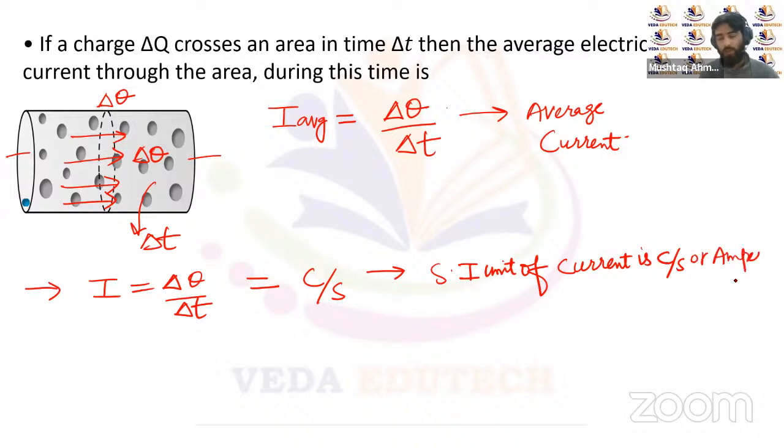So current is also called ampere, or we can say the SI unit of current is coulomb per second, or ampere. It is denoted by the symbol A. And 1 ampere is nothing but this: if 1 coulomb of charge flows through the conductor in time 1 second, we say that the current flowing through the conductor is 1 ampere, right?